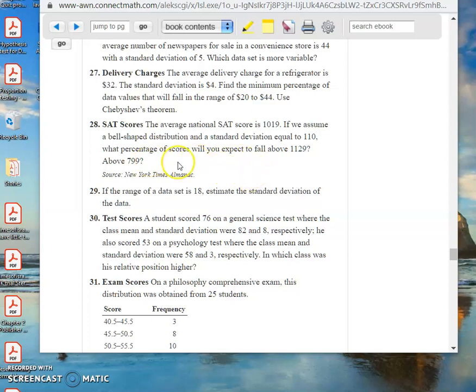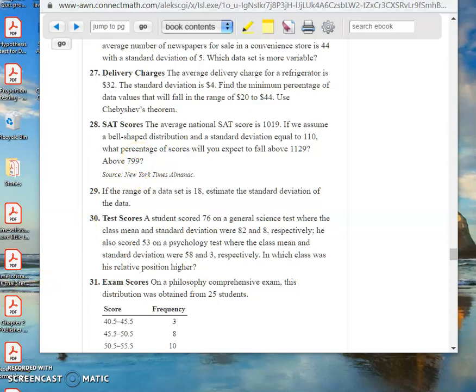Gosh, I said that wrong. Let me start over. We start with mu, or the mean, which is 1019. 1019 plus 1 sigma is 1129. 1019 subtract 2 sigma is 799. So that's where these numbers are coming from.